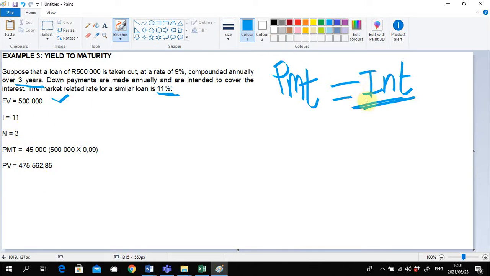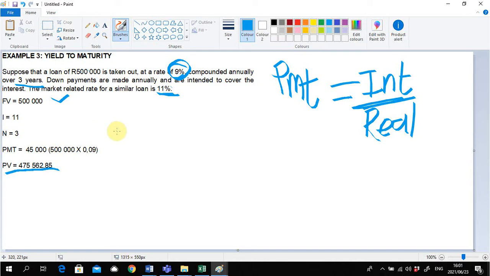Now, what is the payment? The payment is the interest. So that's the real interest that I'm paying, right? So please note that. It's the real interest that I'm paying. So it's the 500,000 times the 9%, which is the interest rate that the business is paying. And that gives us 45,000. So if you type that into your financial calculator, you get a present value of 475,562.85.